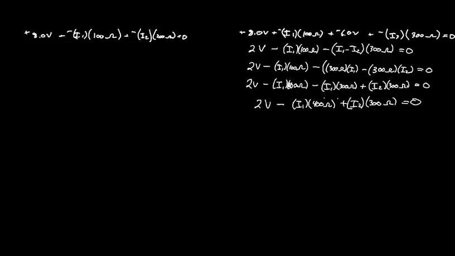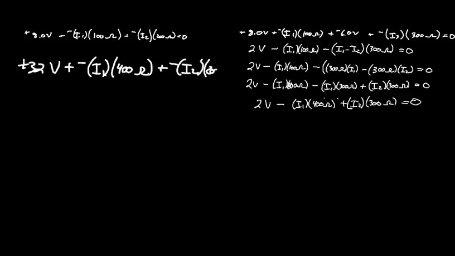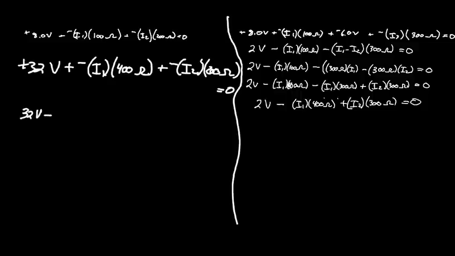I'm going to go ahead and multiply this equation by 4. So that'll be plus 32 volts plus a negative I1 times 400 ohms, and then plus a negative I2 times 200 ohms equals 0. Running out of space there. All right, and then it doesn't really matter which direction I go for substitution here, so I'll rearrange the equation on the left. So that'll be 32 volts minus I2 times 200 ohms is equal to I1 times 400 ohms.